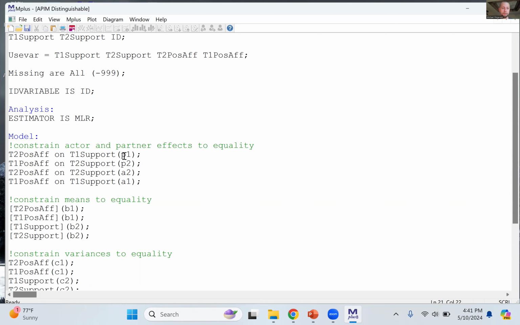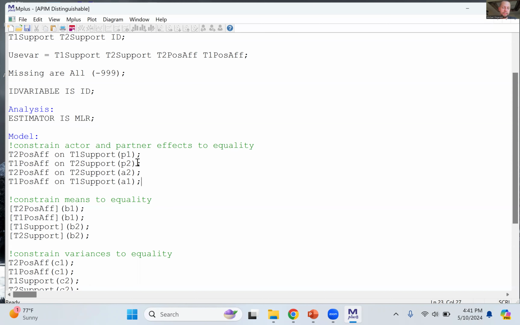And so P1 stands for partner effect 1, and P2 stands for partner effect 2. And then A1 and A2 stand for actor effect 1 and actor effect 2, respectively. And so this is, again, a way to test whether or not people are distinguishable.